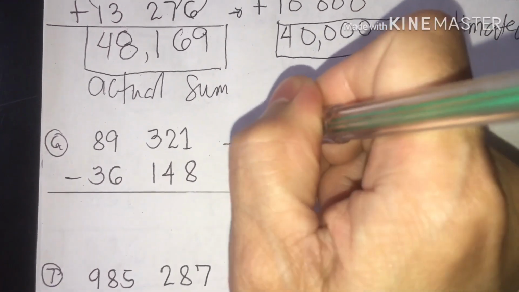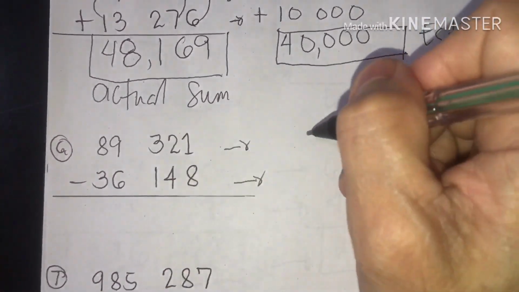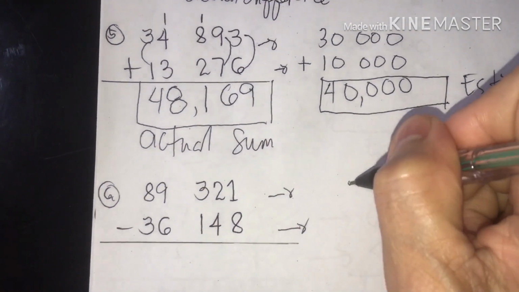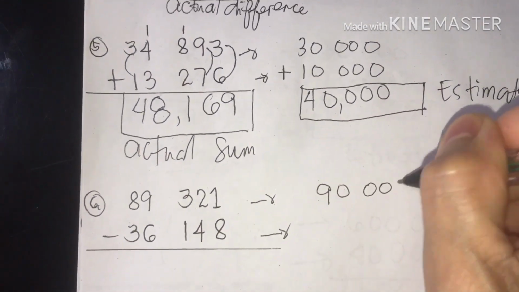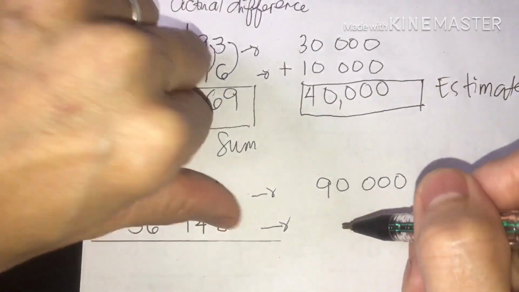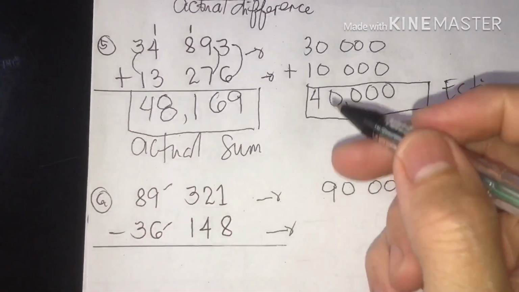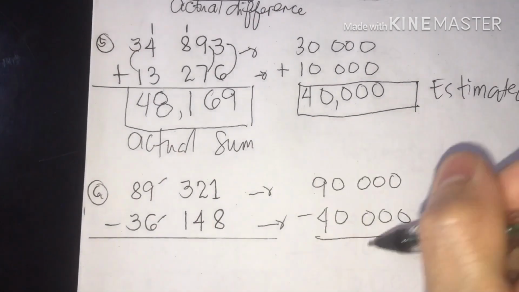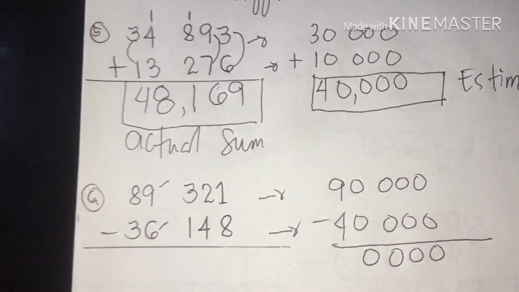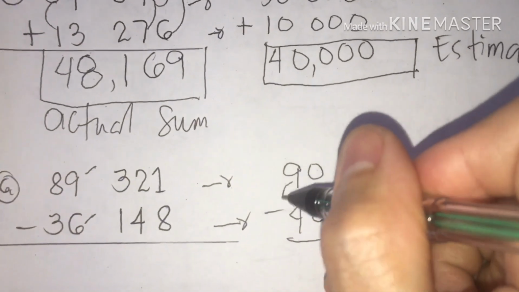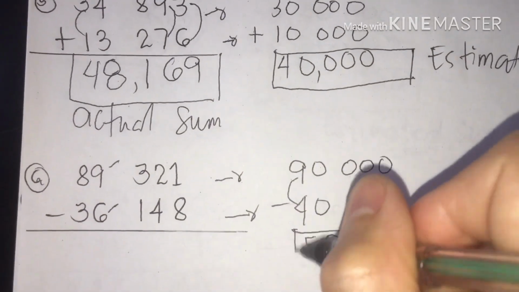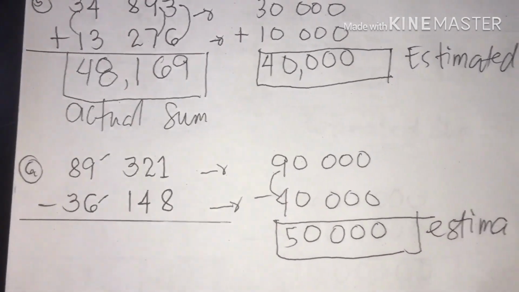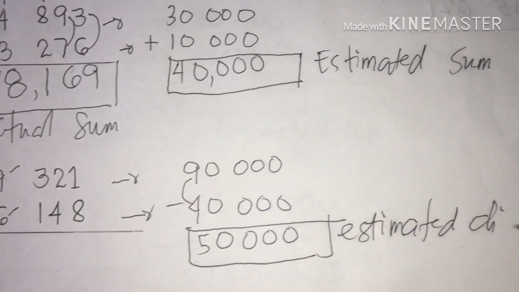Next, estimate the difference first. So we're going to estimate 89,321. 9 is rounding up. So we're going to write first 90,000. 36,148. 6 is rounding up, becomes 40,000. Subtract, so we need to do this first. Next, 9 and 4. So we have 5. This will be our estimated difference.